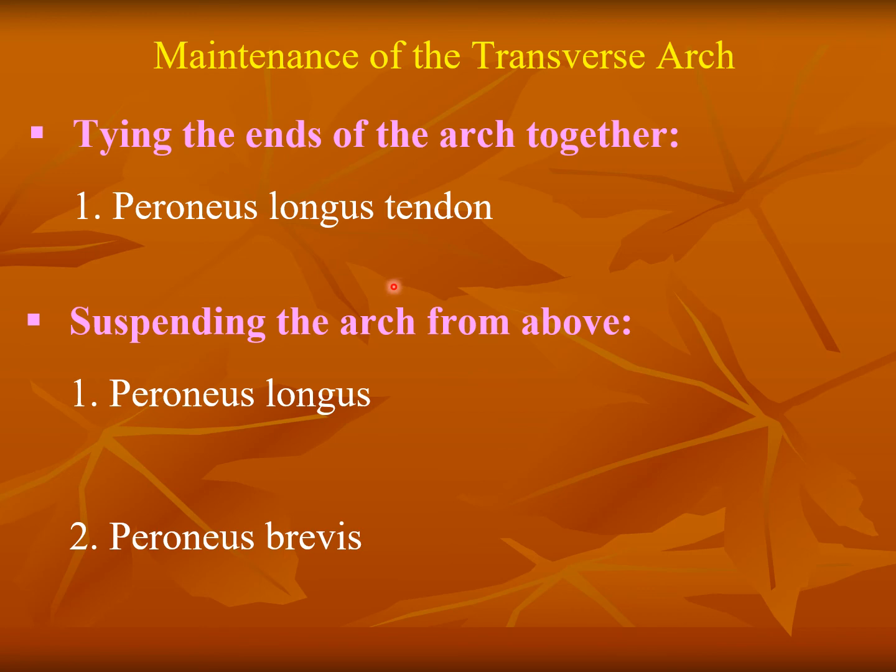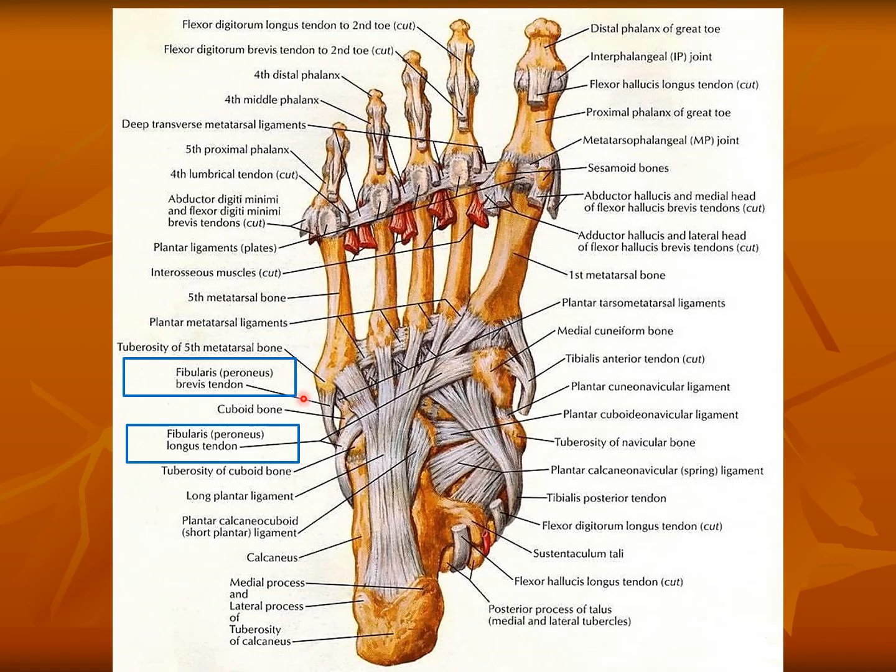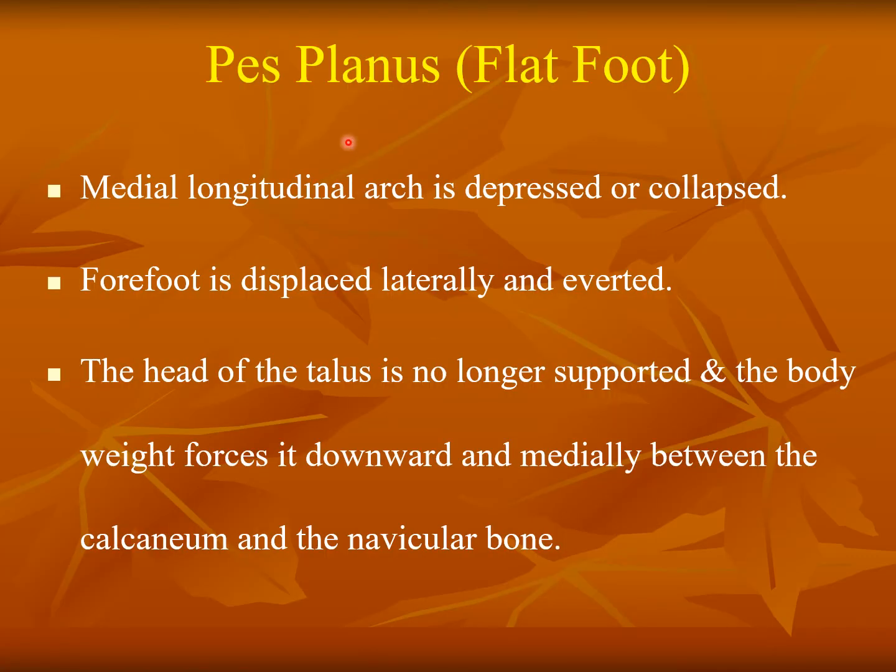Tying the ends of the arches together is done by the peroneus longus tendon, and suspension is the same, by peroneus longus and peroneus brevis. Here we can see brevis and longus acting as a tie beam as well as suspension bridges for the transverse arch which is present over here. So these are the arches present in the sole of the foot: medial, lateral and transverse. And there are two applied aspects.